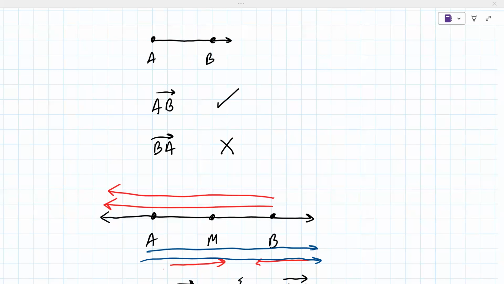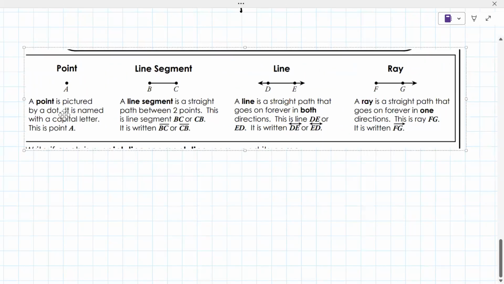These are the definitions here. Let me pop these in. This kind of summarizes everything we've done today. A point is pictured by a dot. It is named with a capital letter, like that. A line segment is a straight path between 2 points. It's fixed on both ends. It doesn't extend past them. And it can be written as BC or CB. So you can go left to right or right to left. It doesn't matter.